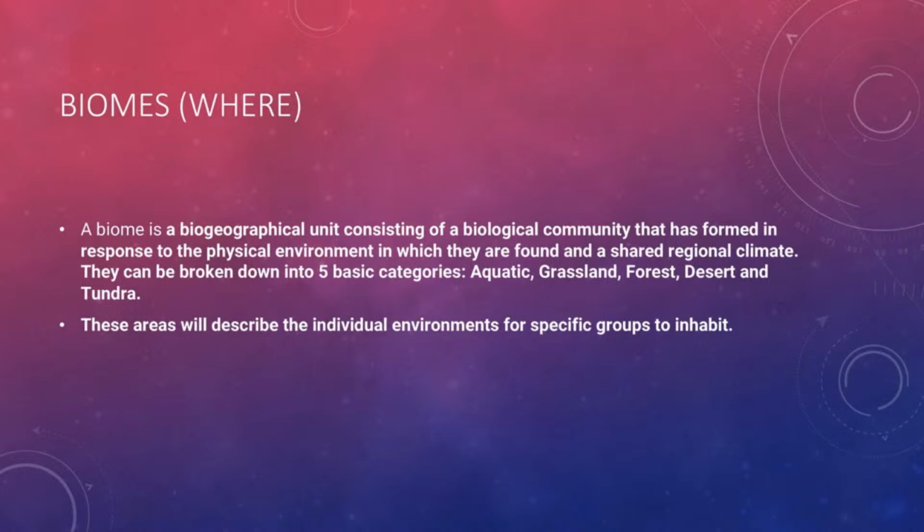World building. A biome is a biogeographical unit consisting of a biological community that has formed in response to the physical environment in which they are. These can be broken down into five basic categories: aquatic, grassland, forest, desert, and tundra. These areas will describe the individual environments. It basically informs the readers, the viewers, why people or beings are reacting and living the way they are.